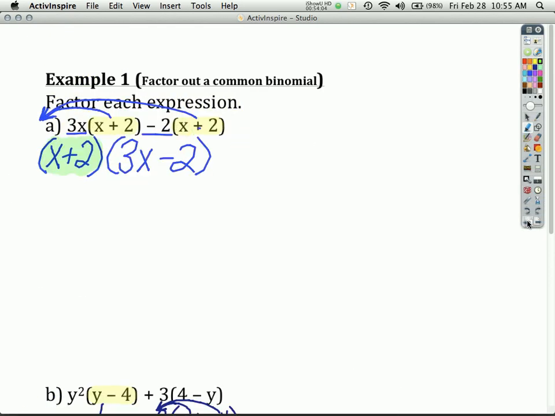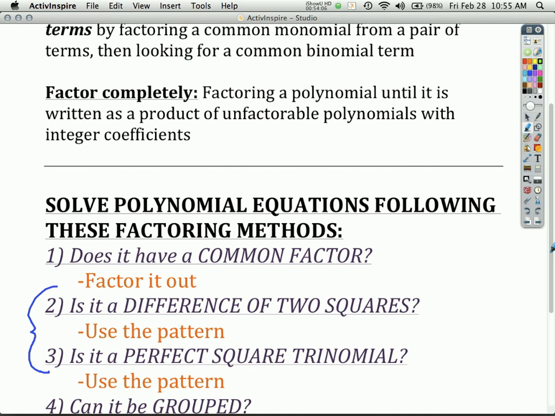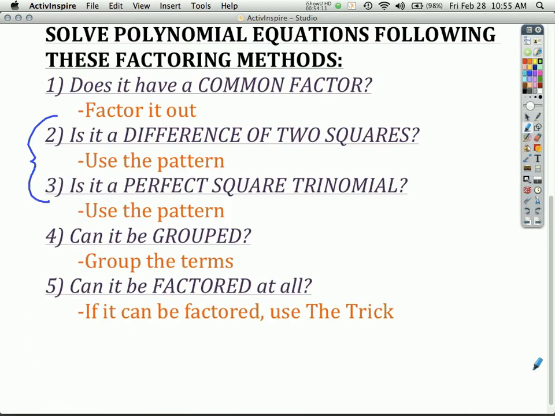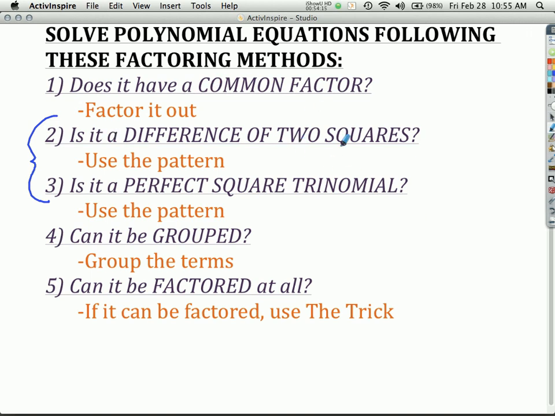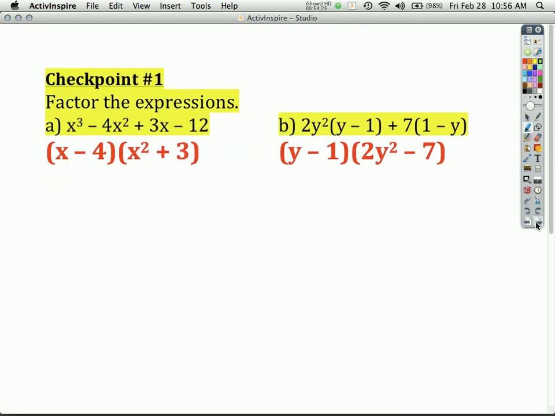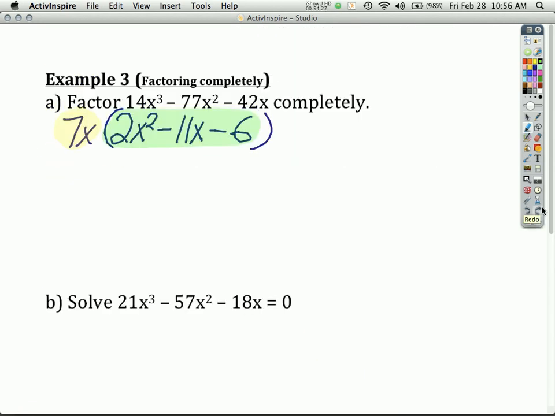Let me just put that back up so you see it. We did the common factor, now we need to say, well, is the rest that's left over a difference of 2 squares? Is it a perfect square trinomial? Can it be grouped? Can it be factored at all? Okay? So, we're looking at the green highlight.